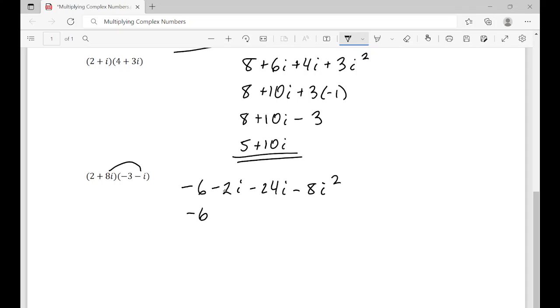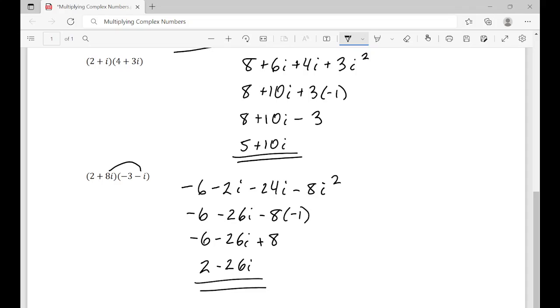Now, combine and simplify. -6 is just itself. -2i and -24i is -26i. And then i squared again, we have not forgotten, is just -1, and when we simplify that down, we just get a positive 8. And we just add the 8 and the -6, and we're going to get 2 minus 26i. And here is our answer for this expression.